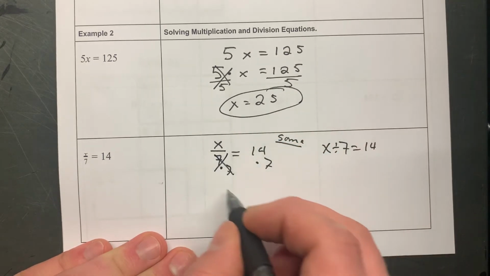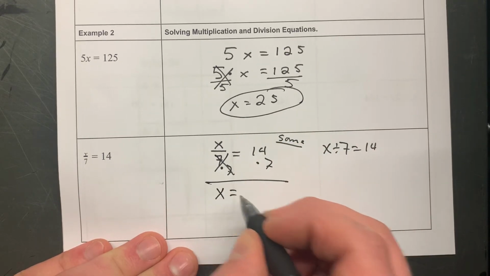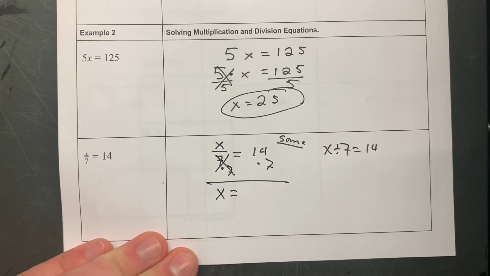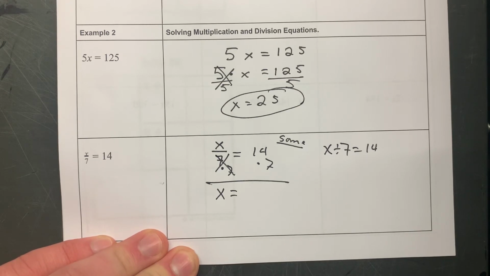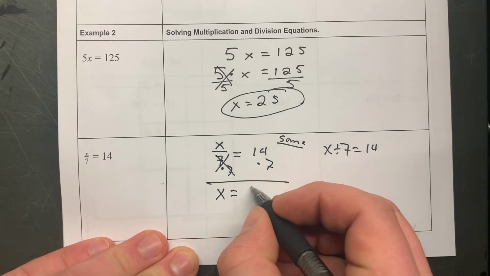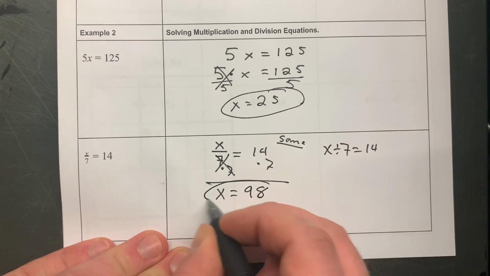Those cancel. I'm left with x equals 14 times 7. I know 7 times 10 gives me 70. 7 times 4 gives me 28, and 28 plus 70 gives me 98.